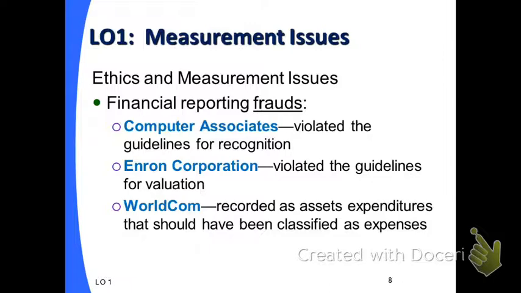WorldCom, now known as MCI, was the largest financial fraud in history prior to the financial crisis of 2007 and 2008. Over several years, WorldCom recorded assets that should have been classified as expenses. This had the effect of understating the company's expenses and overstating its net income by more than $10 billion. So clearly you can see how these examples of the importance of the measurement issue can impact the actual financial statements and long-term viability of a corporation.